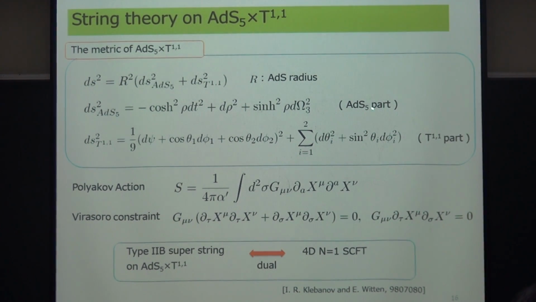First, I'd like to briefly show the string theory on AdS × T^{1,1}. The metric of AdS × T^{1,1} is written in this form. Here, large R is the AdS radius, and the metric consists of an AdS part and a T^{1,1} part. And in this metric, we consider the Polyakov action under the Virasoro constraint. And it is known that type IIB superstring on this metric is dual to a 4-dimensional N=1 superconformal field theory.